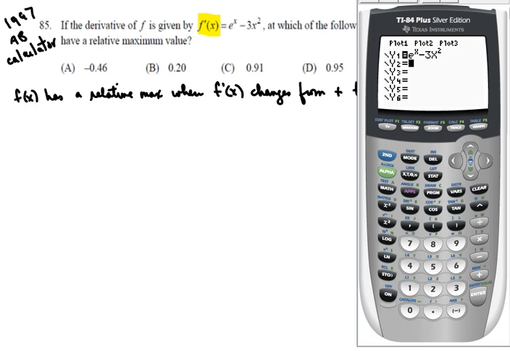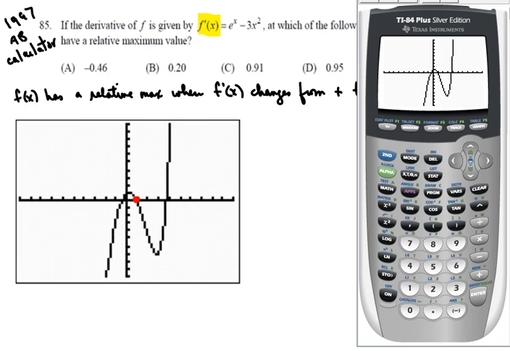So I show the function here, e to the x minus 3x squared. I'm going to zoom, standard, graph the function. Where does it change from positive to negative? It changes from positive to negative only around this value, around x is equal to 1. You can see that's the red dot there.